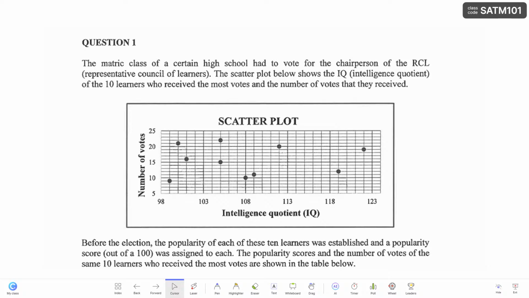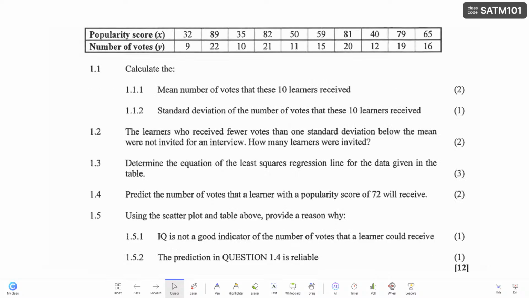They said before the election, the popularity of each of those 10 learners was established, and a popularity score out of hundred was assigned to each. The popularity score and the number of votes of the same 10 learners who received the most votes are shown in the table below. So this is the table they're talking about. So the first question, they said calculate the mean number of votes that those 10 learners received.